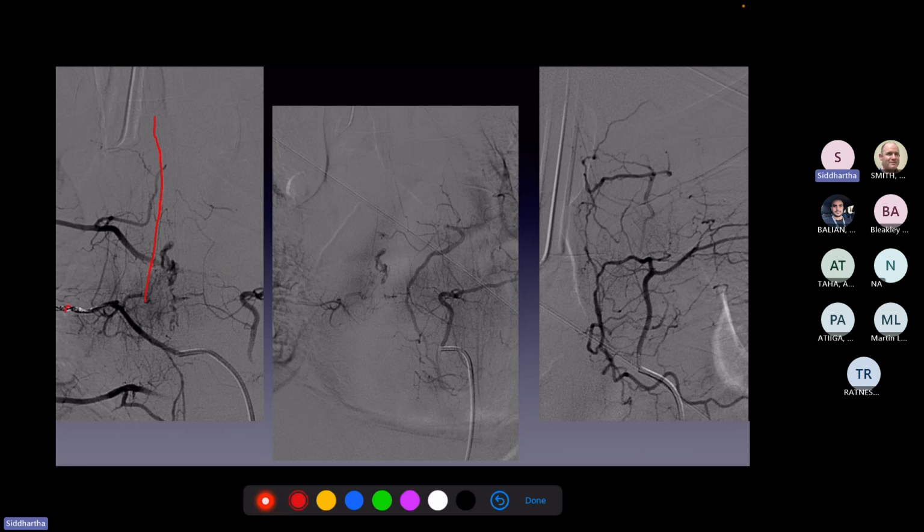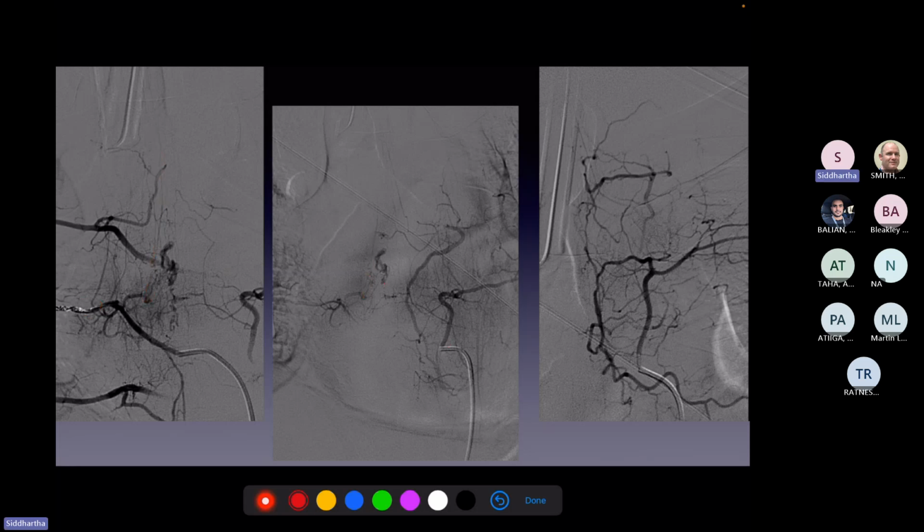So what we have done is we have put in coils in the intercostal artery. That helps the surgeon to make a decision. You can see the spinal artery is much better on the opposite side injection as well. And you can see that's the dural AV fistula. The vein starts from here.